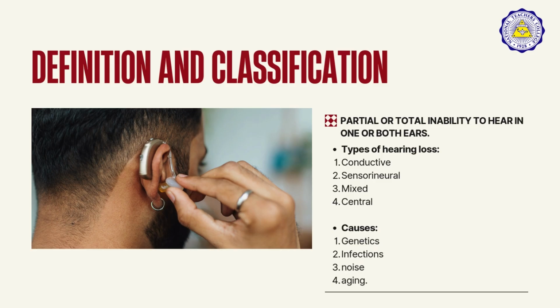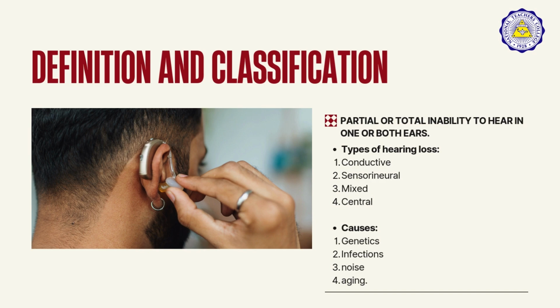Number 2. Sensorineural hearing loss. This occurs when there is damage to the inner ear or auditory nerve. It is permanent and is often genetic, caused by aging or exposure to loud noise. Hearing aids or cochlear implants can help.